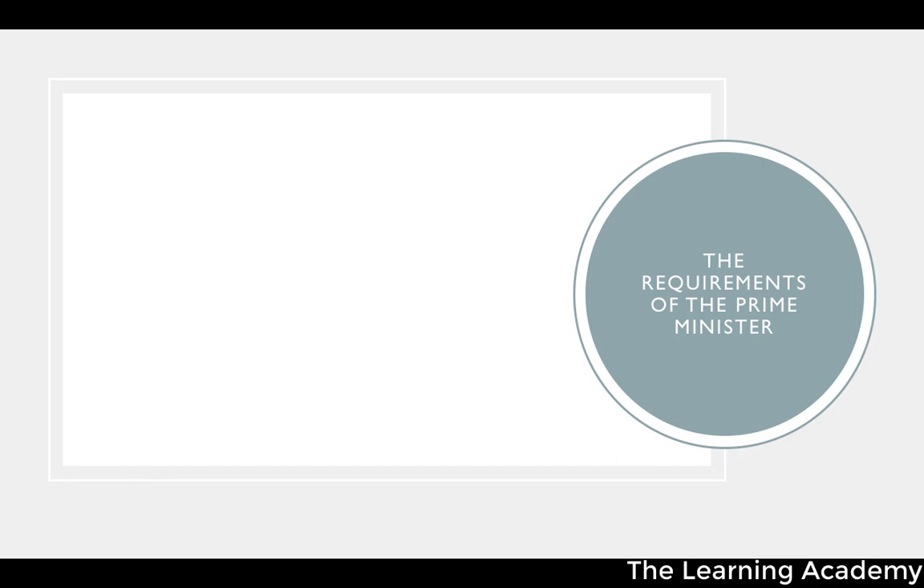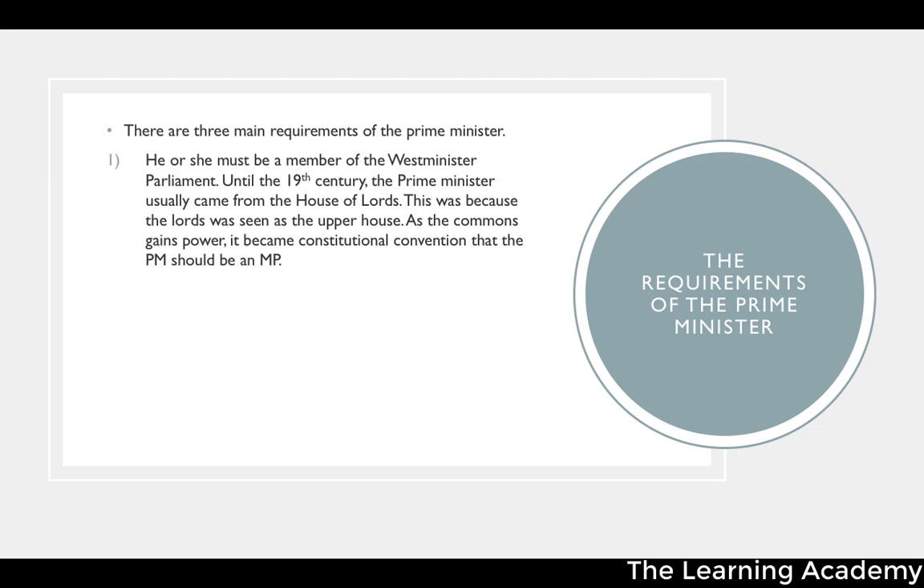What is required to be a Prime Minister? There are three main requirements. Okay, he or she must be a member of the Westminster Parliament. So until the 19th century, the Prime Minister usually came from the House of Lords. Okay, this was because the Lords were seen as the upper house and the most noble of the two houses. And as the Commons has gained power, it's become general convention that the Prime Minister comes from the House of Commons. So therefore, he or she generally must be an MP. This isn't an official legal requirement, it's a convention.